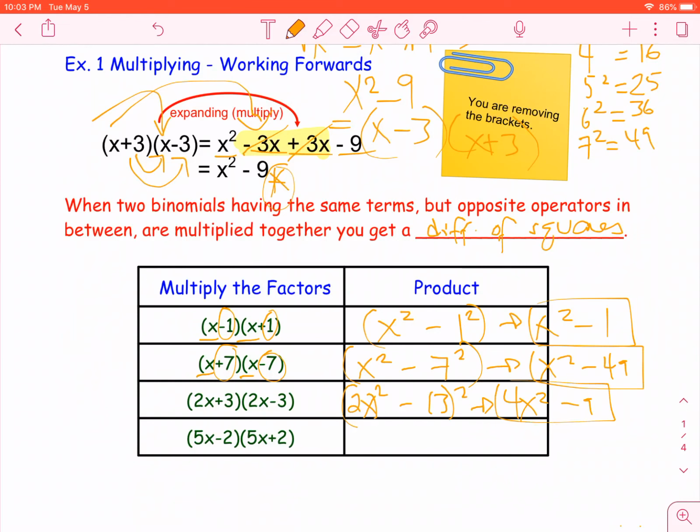Okay, and last but not least, let's see if we can do this one in our head. If we square the A term, 5x squared would be 25x squared. And if I square the B term, 2 squared would be 4. Okay, and then we know that we slap a negative in front of it, and then that's basically done.